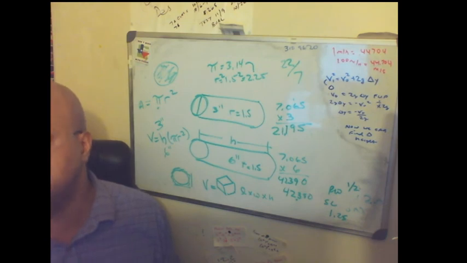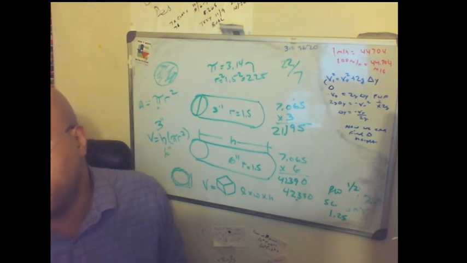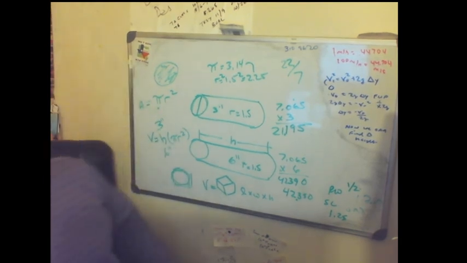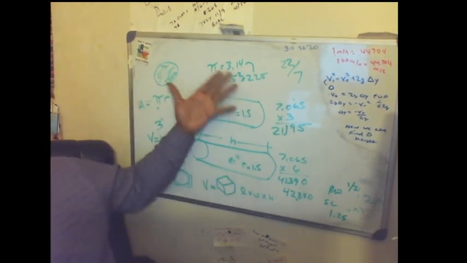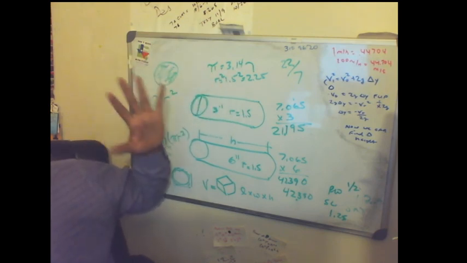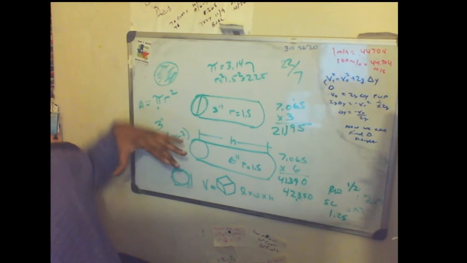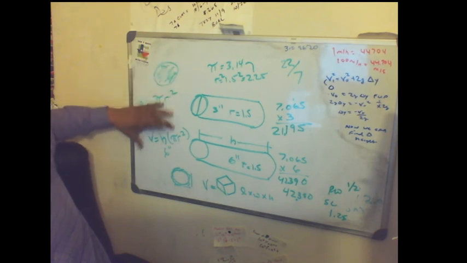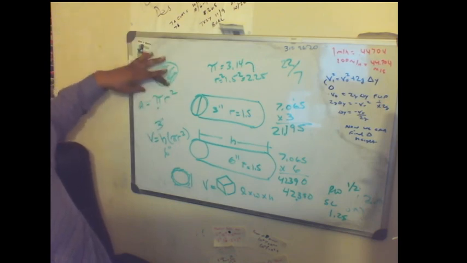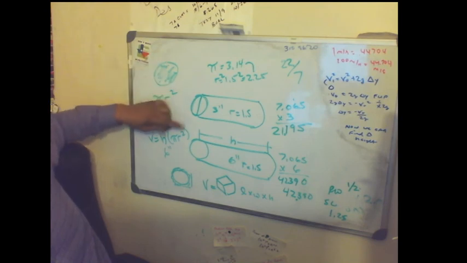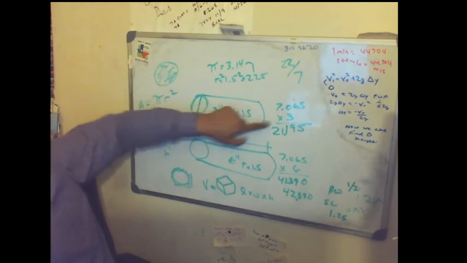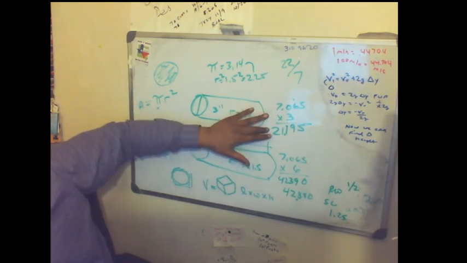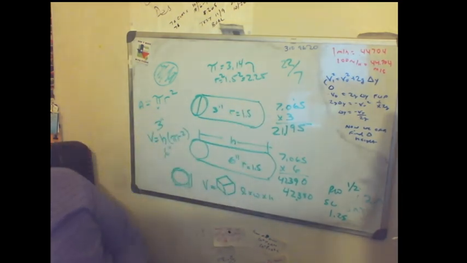It's an approximation for pi. Normally they would keep pi in the answers, but whenever I'm using pi, 3.14 is what I would use. So here we discussed area of a circle, which is pi r squared, and volume of a cylinder, which is basically area of a circle times height. In this case it was 3 inches, in this case 6 inches, and we came up with 21.19 and 42.39.